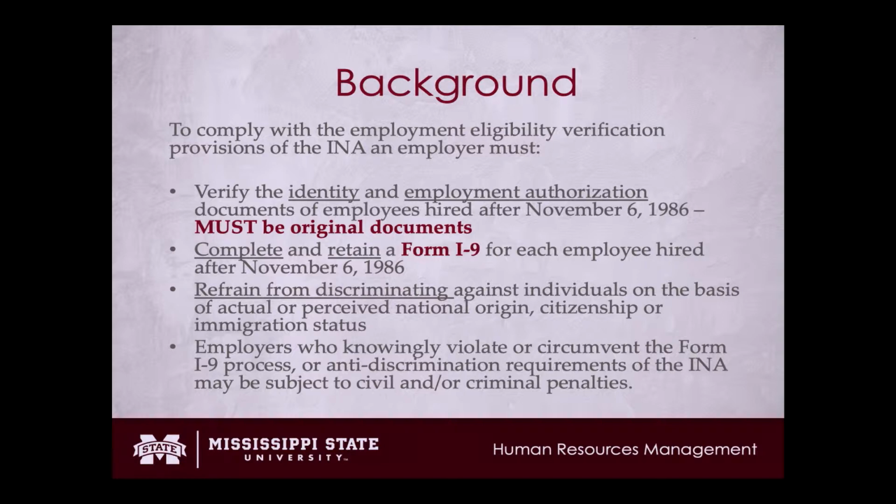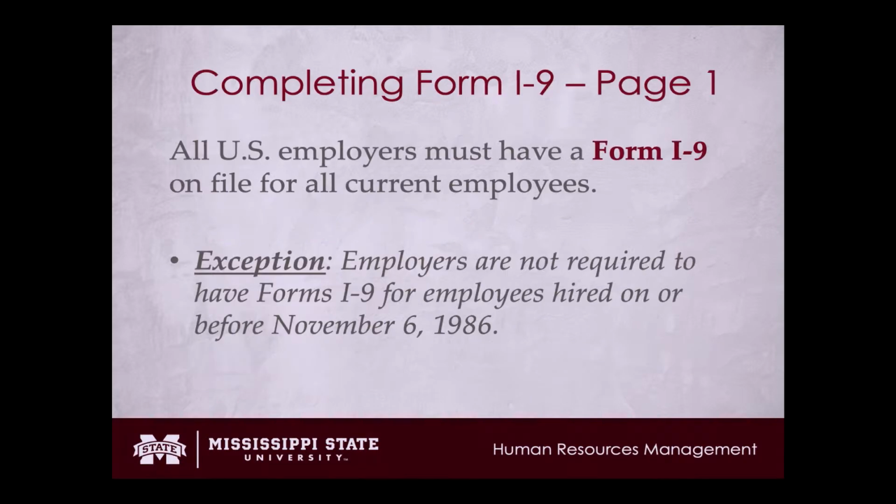Employers who knowingly violate or circumvent the Form I-9 process or anti-discrimination requirements of the INA may be subject to civil and/or criminal penalties. Completing the Form I-9. All U.S. employers must have a Form I-9 on file for all current employees. An exception to this are employers are not required to have Forms I-9 for employees hired on or before November 6, 1986.